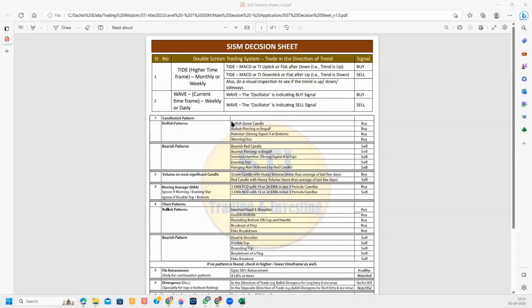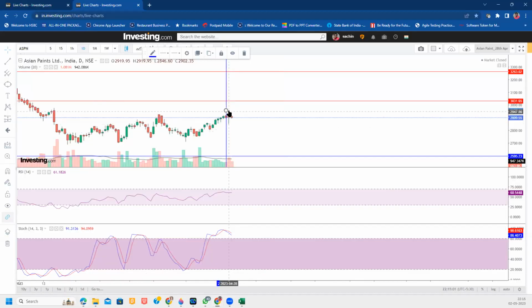But to take a trade, all the checklists should be ticked. Yes, I understand. I'm just trying to understand, looking at this one, this is a bullish one. I analyze my reading is correct. Yes, correct.